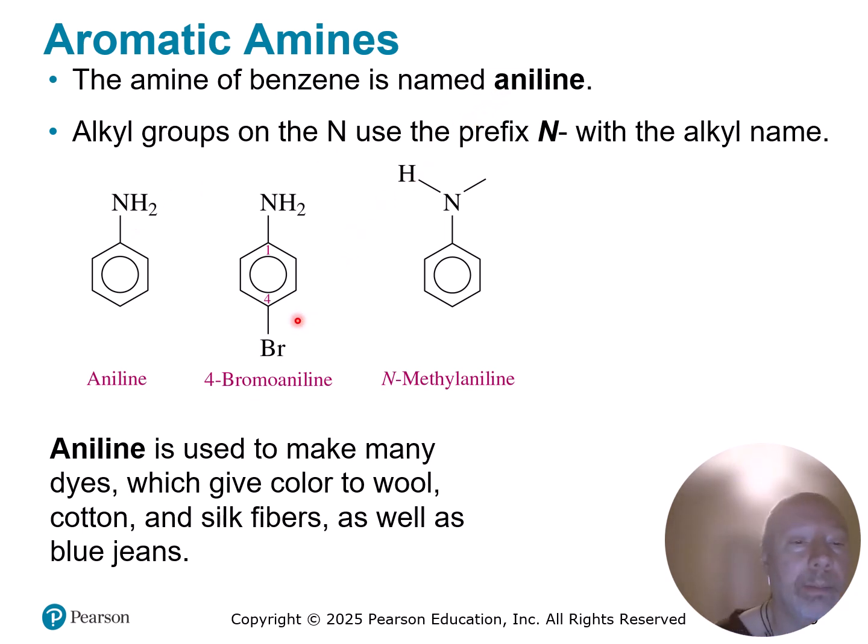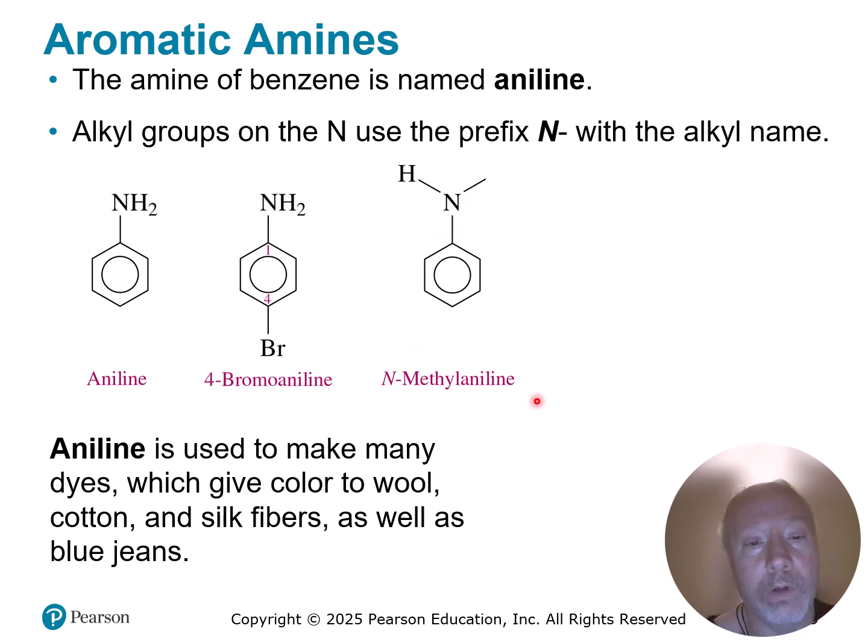Okay, but if we put a bromine at the 4 position right across from the amine, we would want to call that 4-bromoaniline. And these can be used in dyes and other industry processes, maybe drug synthesis, all sorts of cool stuff. We can also take this nitrogen, and we don't have to just leave hydrogens on there. We can add a methyl group onto that amine. And if we do that, it would become what?